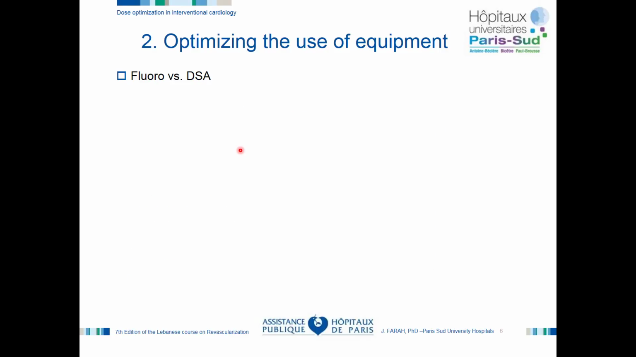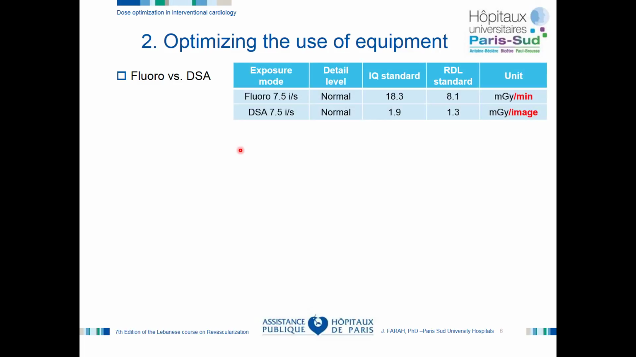Okay, this is just a summary. In short, in 1 minute of fluoro, you would be delivering more or less 18 milligrays of dose. Whereas in 1 image of DSA or acquisition, you would be delivering almost 2 milligrays. So at 7.5 or 15 images per second, in just a few seconds, you would be able to deliver a dose equal to 1 full minute of fluoroscopy. So that's a major difference.